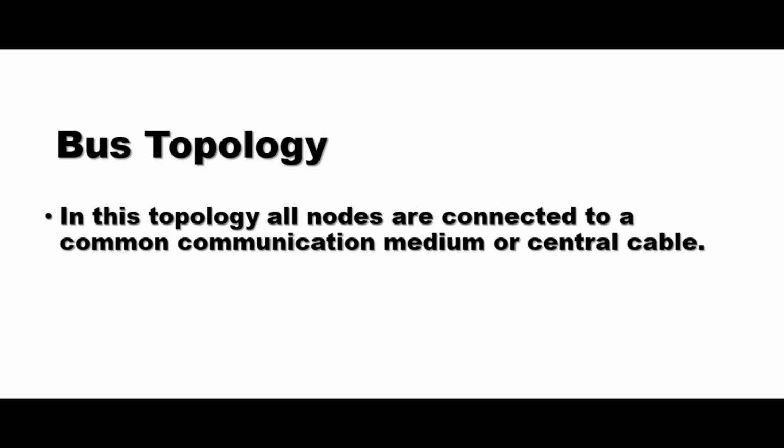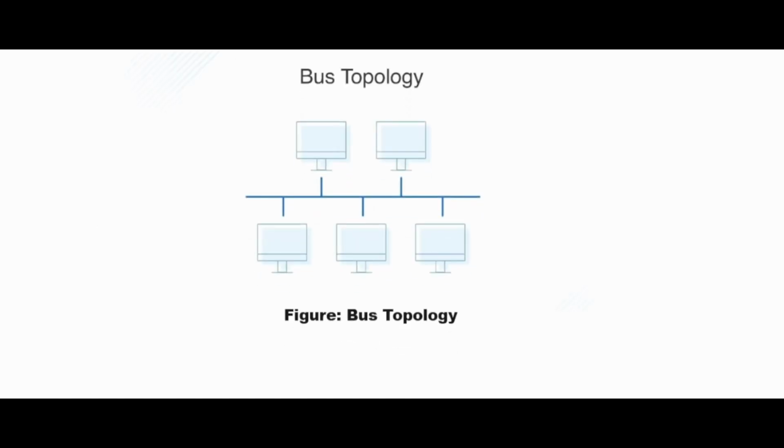So moving forward again to bus topology. In bus topology, all the nodes are connected to a common communication medium or central cable. The central physical cable that connects the nodes is called the bus. I have already explained the definition of bus topology, but how does it look? So this is a figure of bus topology, which makes this topology more clear.